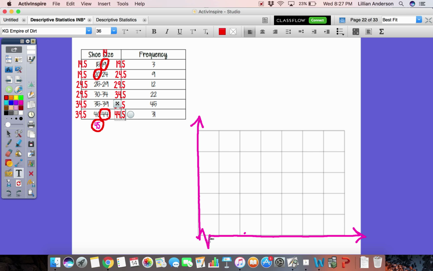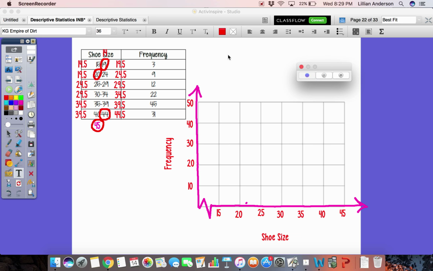Remember, this break right here basically means I'm going to be skipping some numbers and then starting later on down the line, okay? Because normally right here where the x and y axis intersect is 0, 0. And since my lowest shoe size is 15, I am going to start with 15, and that's why I have the break there. On your y-axis is going to be your frequencies. So I'm going to pause the video and I'm going to fill everything in.